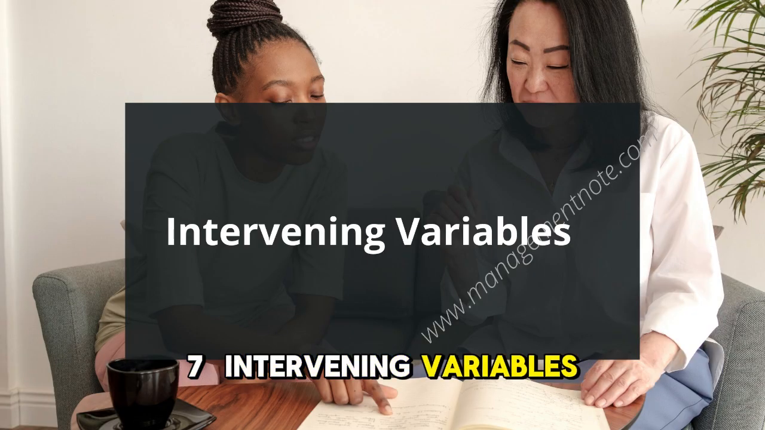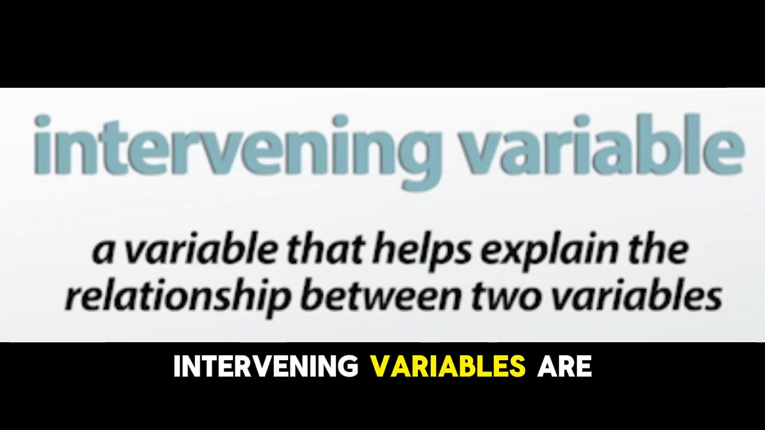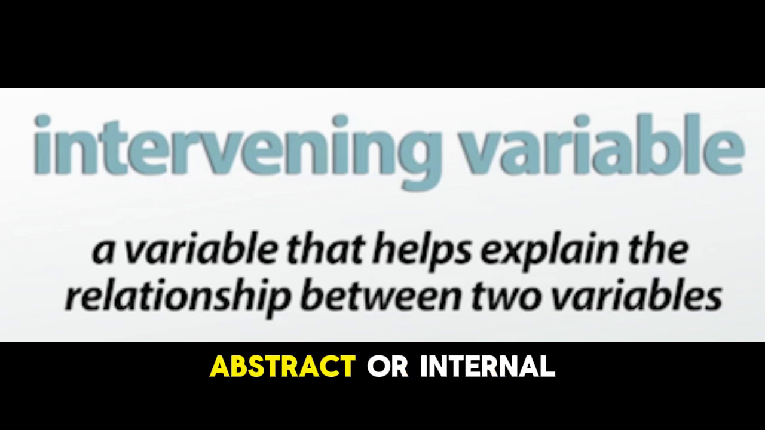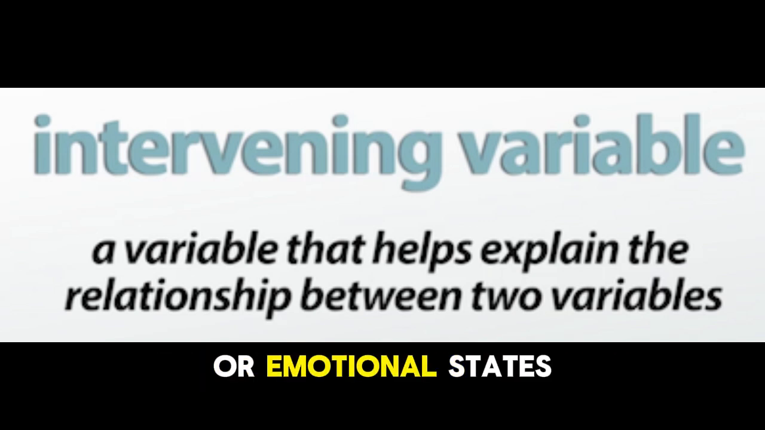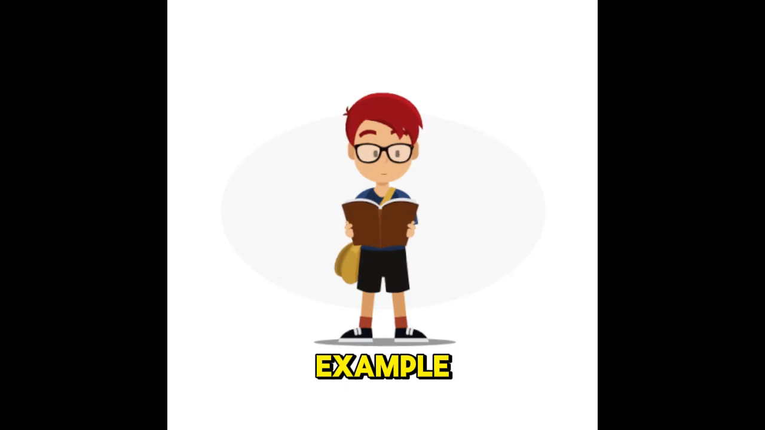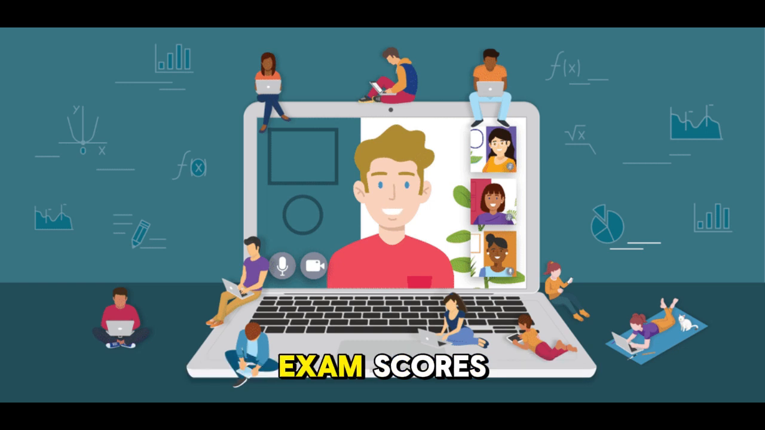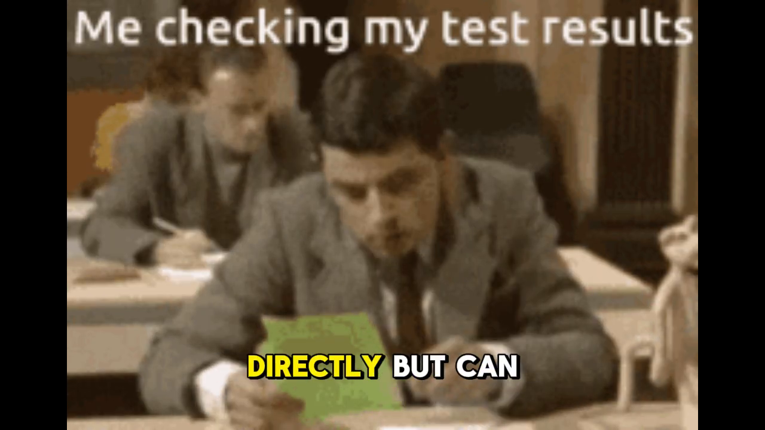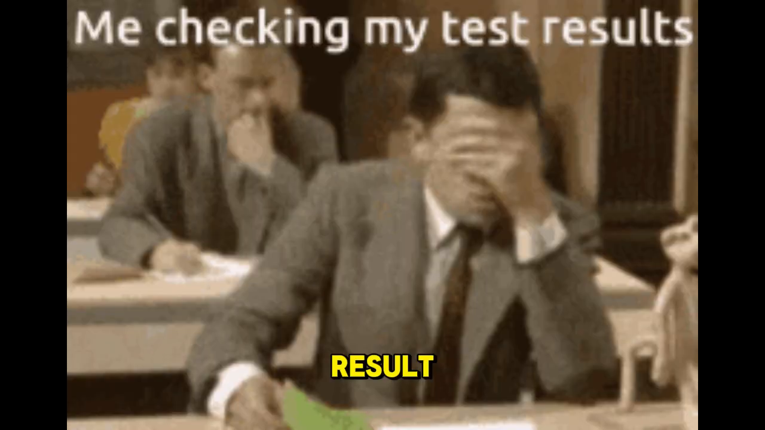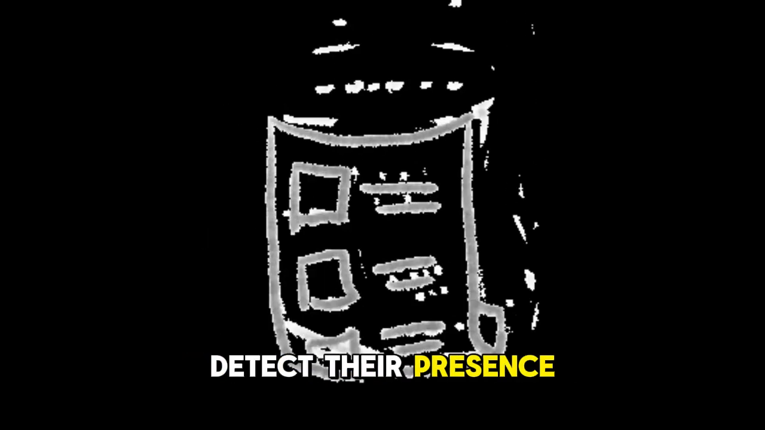7. Intervening variables. Intervening variables are abstract or internal factors that come between the independent and dependent variables. They're usually psychological or emotional states. Example: in a study to test whether online lectures improve exam scores, a student's stress level, motivation, or fatigue could interfere with the outcome even if the lectures are excellent. These variables are difficult to measure directly, but can influence the final result. They often require tools like questionnaires or surveys to detect their presence.